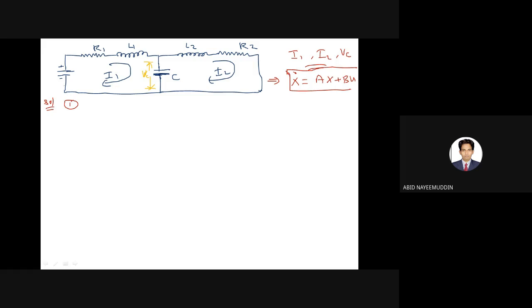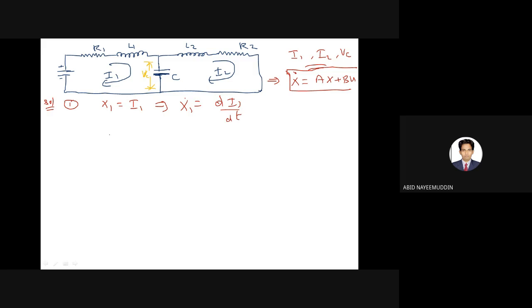Okay. Now here, first step is x1 is equal to I1, which implies x1 dot is equal to dI1 by dt.